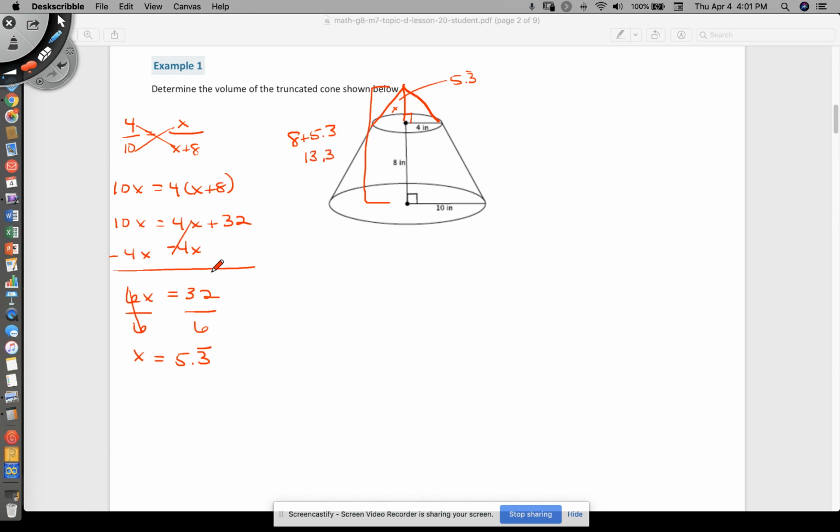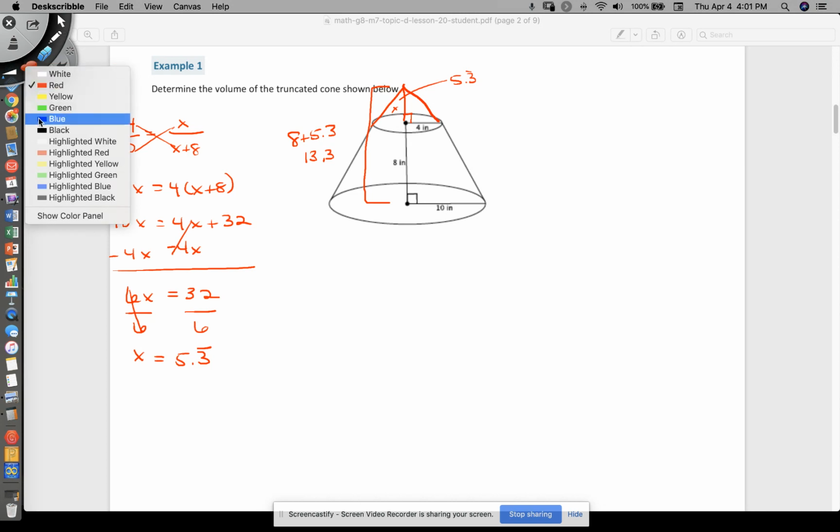So now I'm going to find the volume. I'm going to find the volume of this smaller cone, and then I'm going to find the volume of this larger cone. And then I'm going to subtract the volume of the smaller cone off of it. That's the truncated part, and that'll leave me with whatever the volume was on the inside. It's going to look a little something like this.